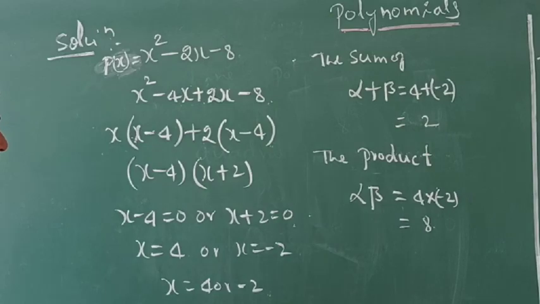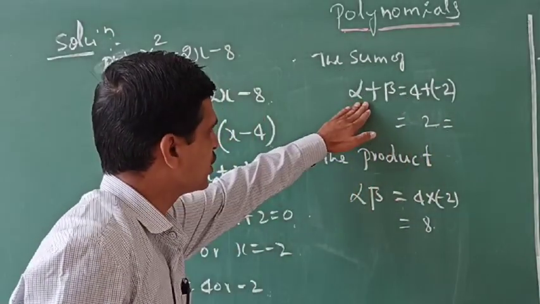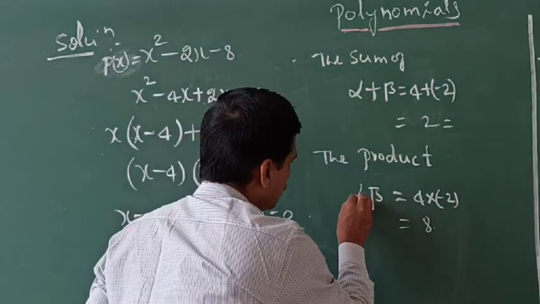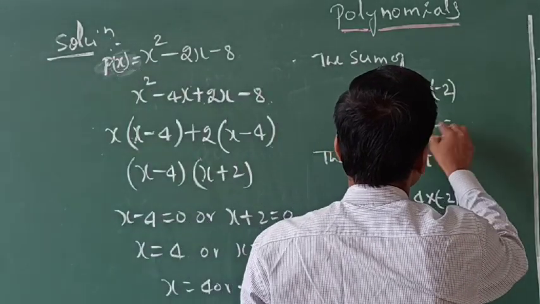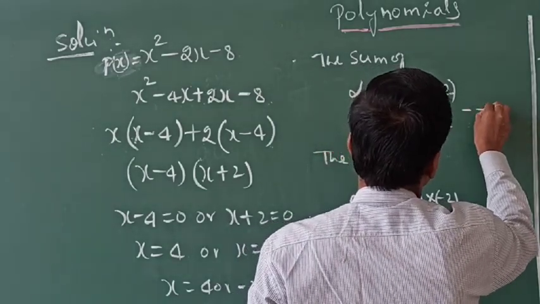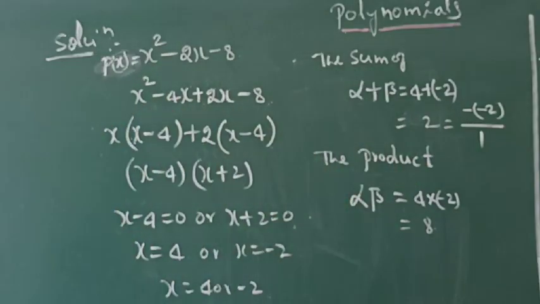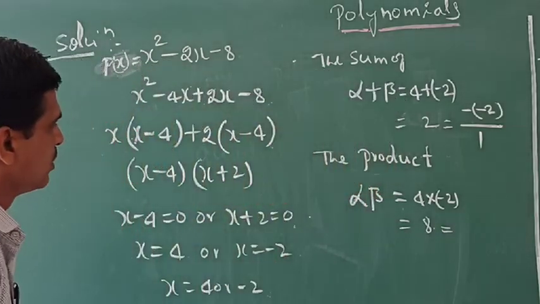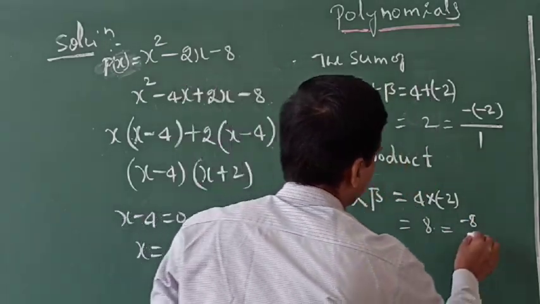Now let us consider their relations. You know already that alpha plus beta is equal to minus b by a, and alpha into beta is equal to c by a. So minus b by a can be represented as minus of minus 2 divided by 1, and c by a, already it is minus 8 divided by 1.